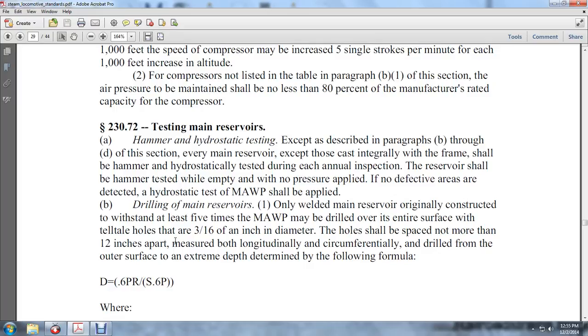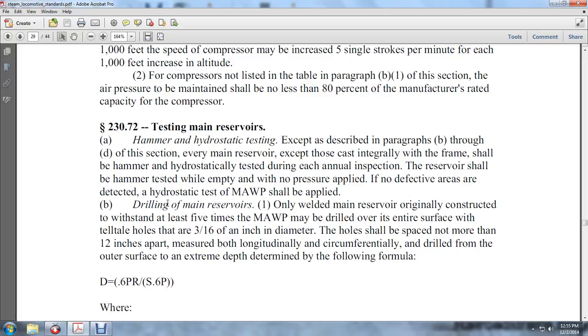229.72, hammer testing and main reservoirs. Hammer and hydrostatic testing. Except as described in paragraphs B and D of this section, every main reservoir, except for the casting integral with the frame, shall be hammer and hydrostatically tested during each annual inspection. The reservoir shall be tested empty with no pressure applied. If no defective areas are detected, hydrostatic MAWP shall be applied.